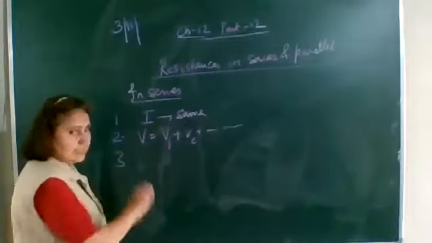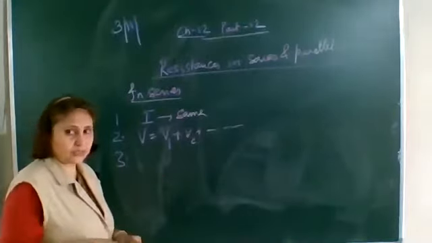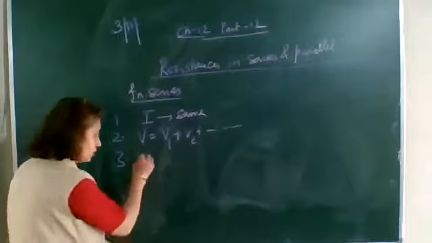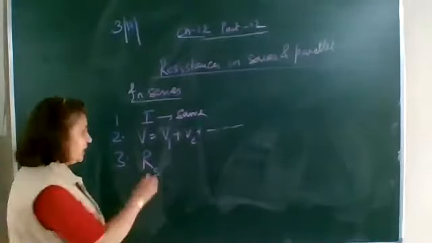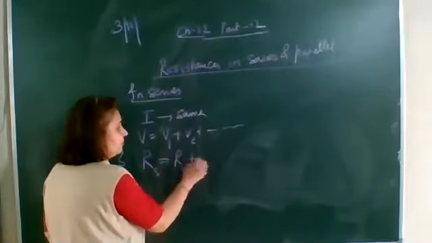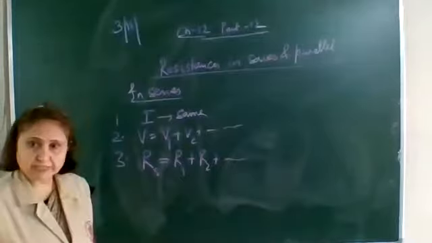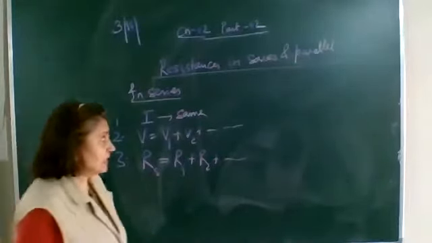And the third is that the total resistance of the circuit, when a number of resistors are connected in series, the equivalent resistance, which we can write as Rs, is equal to the sum of the individual resistances. And this we have already derived in the previous class. Rs is equal to R1 plus R2 plus R3.